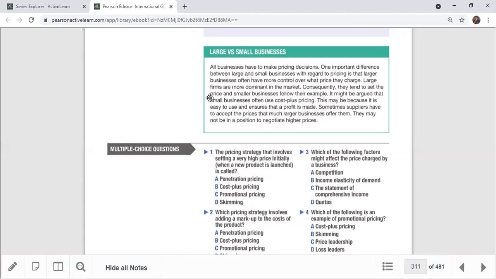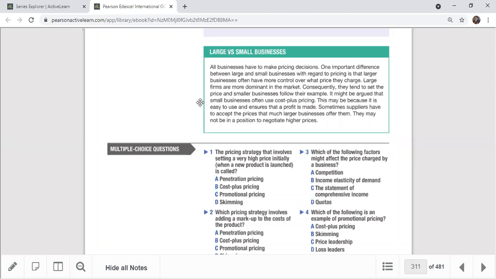One important difference between large and small business with regard to pricing is that the larger businesses often have more control over the price they charge, and the large firms are more dominant in the market. Consequently, they tend to set the prices. Smaller businesses follow the example. That's called loss leader pricing, or dominant firm pricing. They become the price maker, like a monopoly, and other people will follow them.